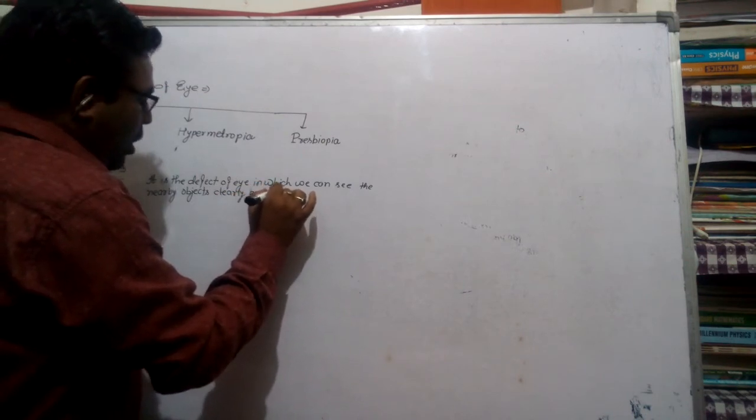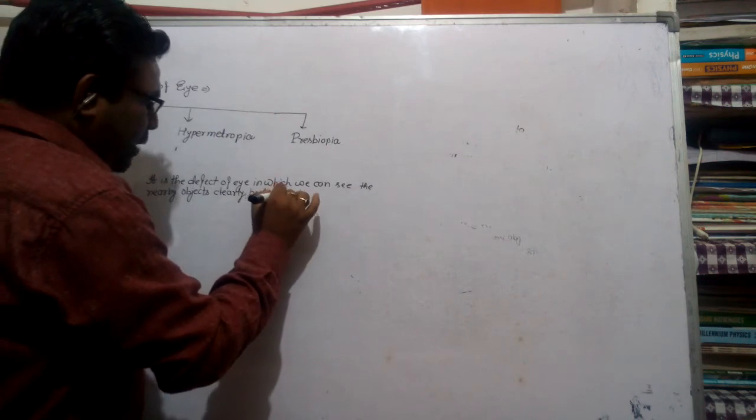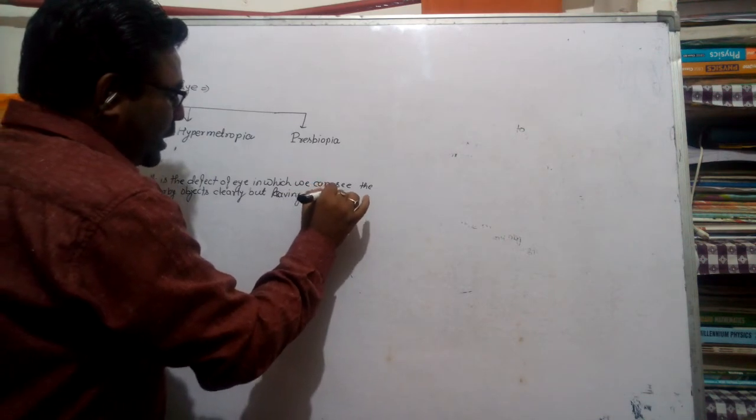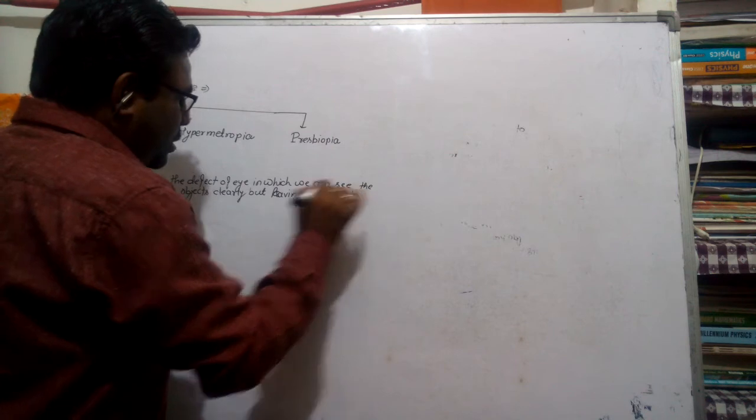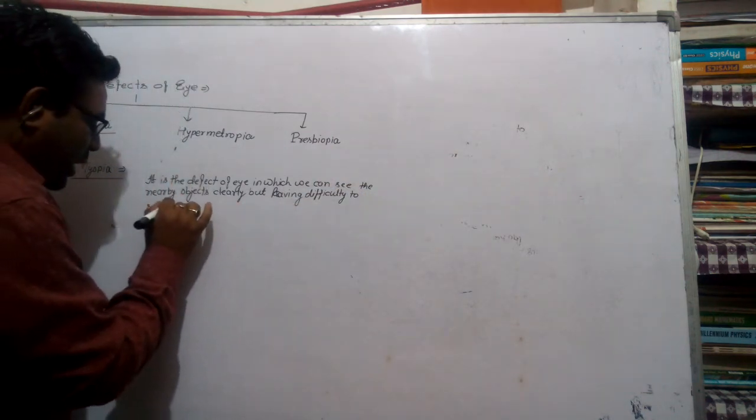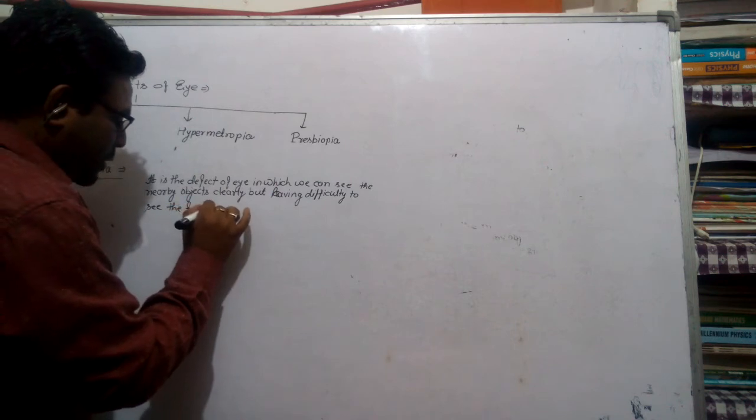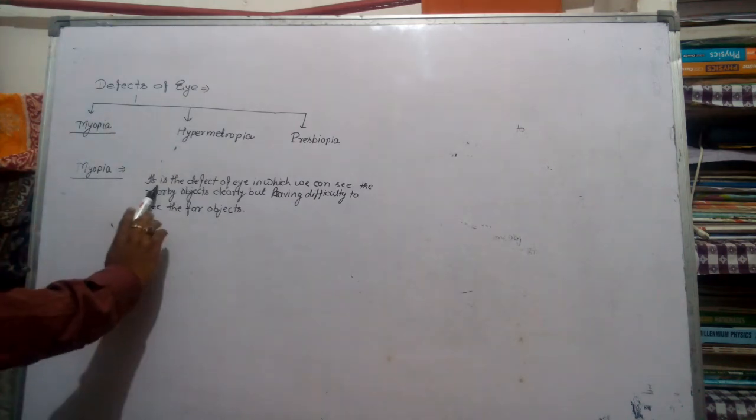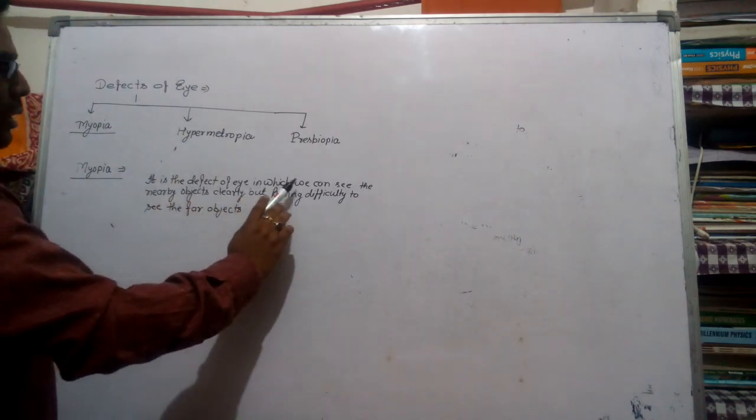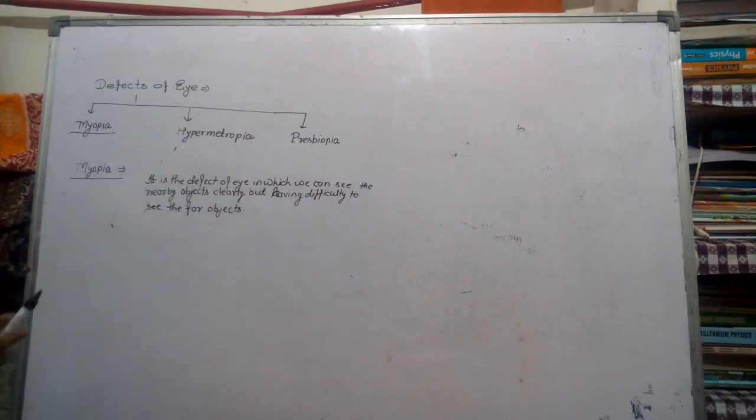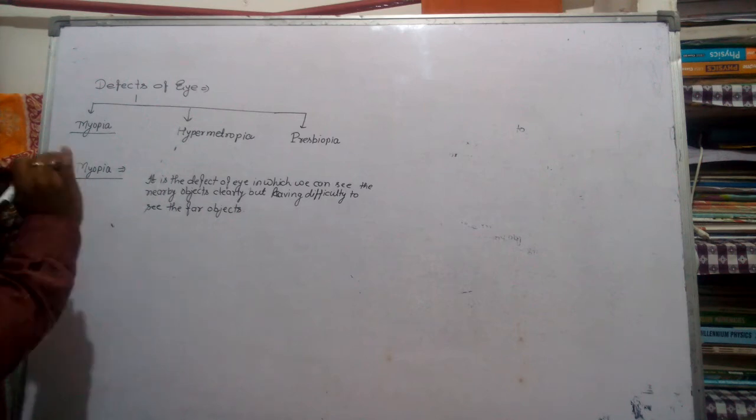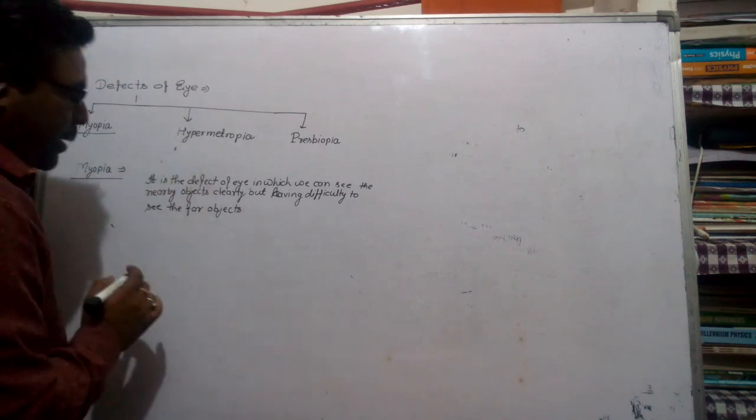unable or having difficulty to see the far objects. Once again I repeat, it is the defect of the eye in which we can see the nearby objects but having difficulty to see the far objects. This is the definition. Now what's the meaning of this one, beta?